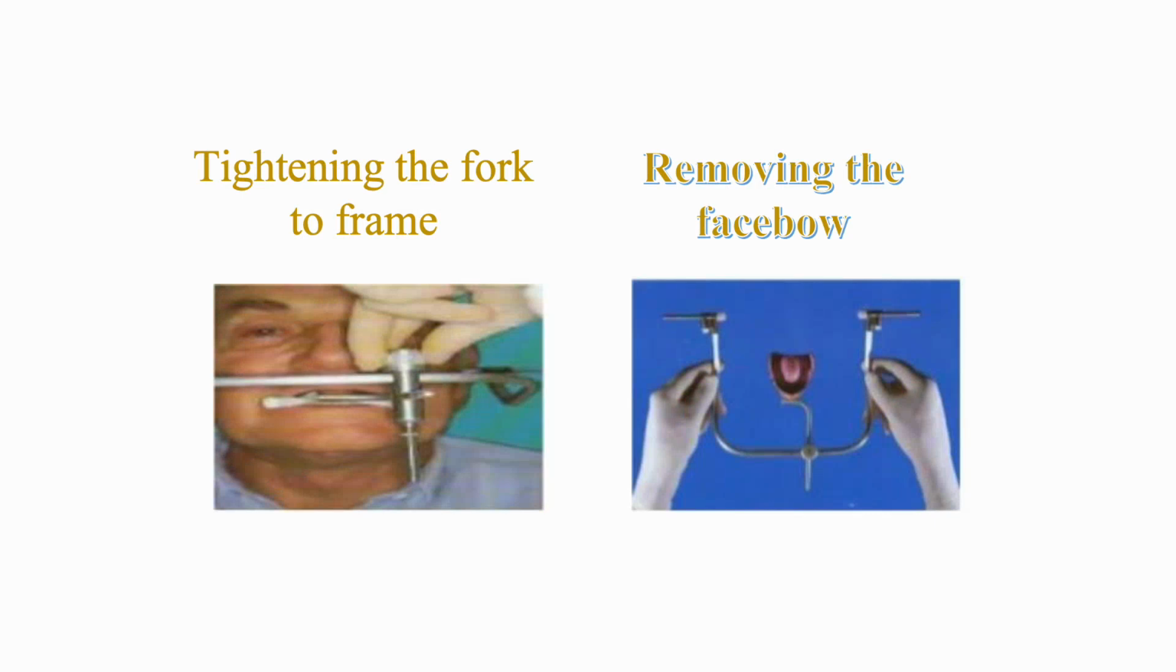Tighten the fork. Once the anterior plane is determined, ensure that the posterior plane is also made parallel, and then lock the device, remove the face bow and transfer it onto the articulator.